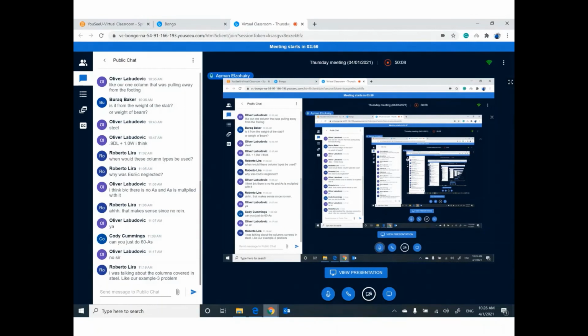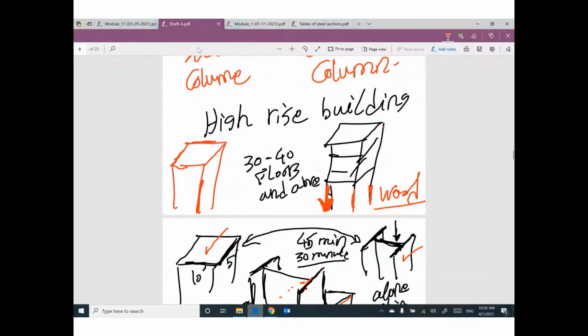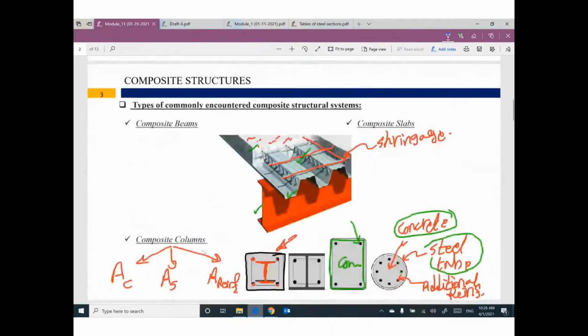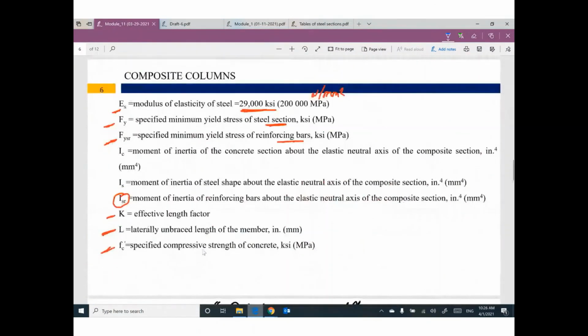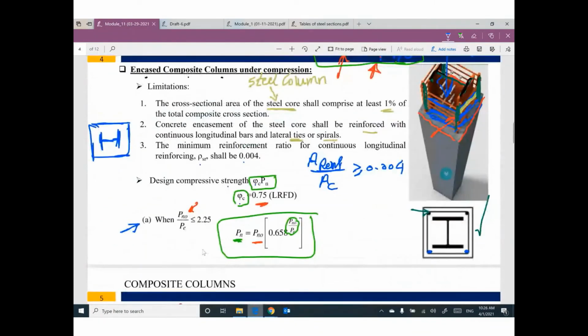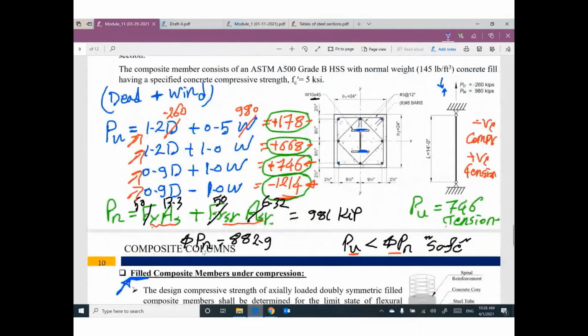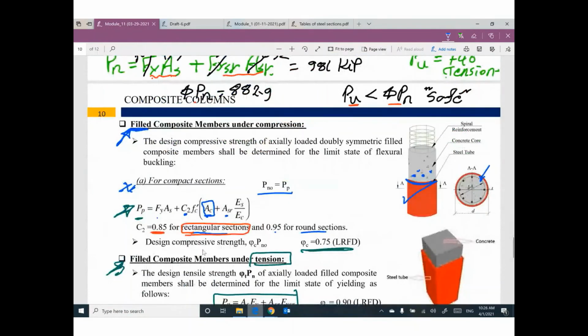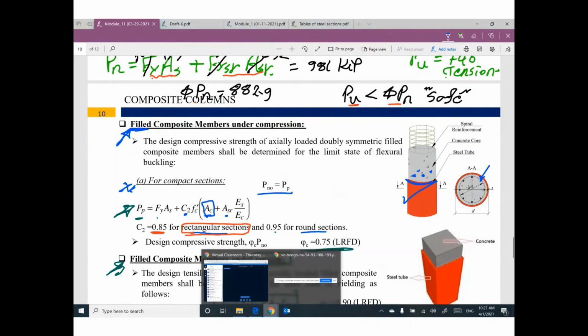I was talking about the columns covered in steel, like our example. Okay, let me highlight this also. Which one is best? Encased column or filled column? What do you think? Which one is better? To use a filled composite column, or an encased composite column? What do you think? Try to think.